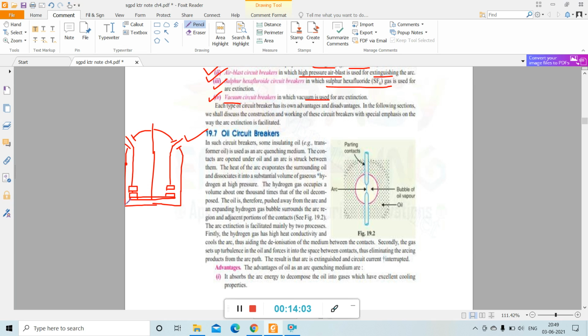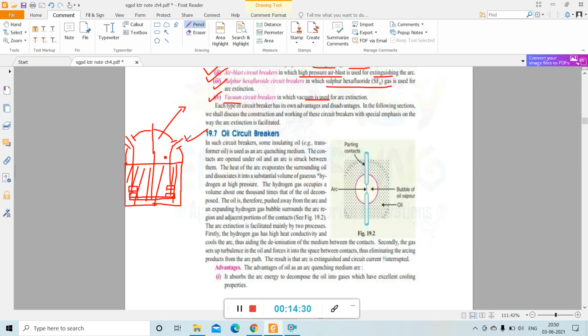So this is a container. Inside this, the oils are present here like this. These are the oil. Okay, so this is filled with oil, and this is the air cushion space provided for the hydrogen gas, to release the hydrogen gas pressure.